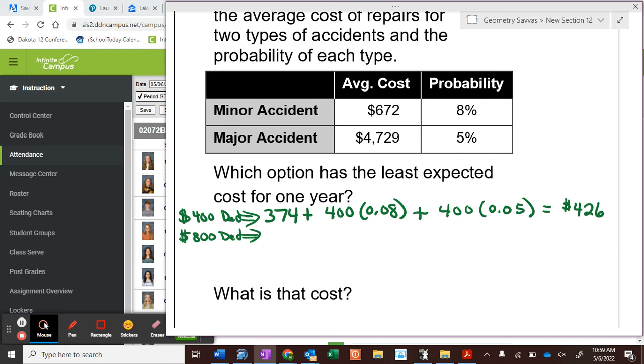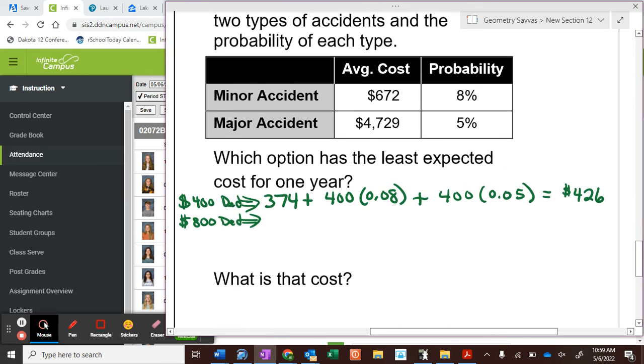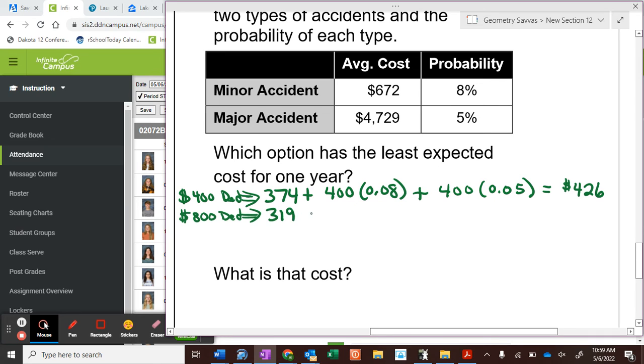All right, $800 deductible. The $800 deductible only costs $319 a year. Because when you get in an accident, you have to pay more than what's on the $400 deductible. Now, if you get in an accident costing $672, how much do you pay? Not $800. Why would you pay $800 if the accident only costs $672? You would pay $672 because it's lower than your deductible. So why pay the insurance company more than what's being charged for the accident? And then that's 8%.